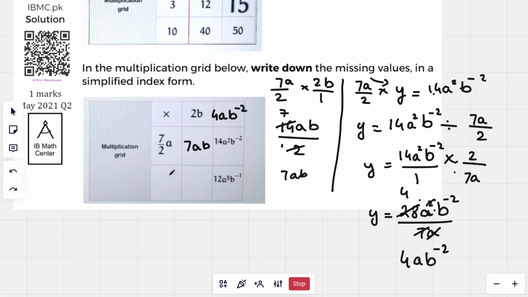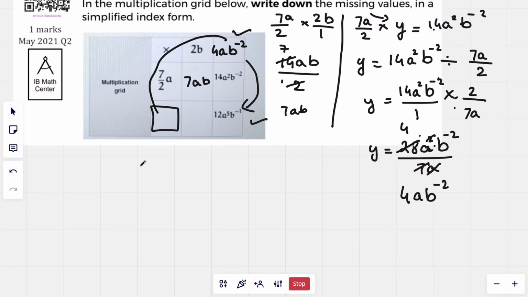What we can do is, we know whatever the variables are going to be here, those multiplied with 4a b to the power negative 2 will give us 12 a to the power 5 b to the power negative 1. So we can use this data because we have two of the three terms. So one of the three terms is missing. We can use the two of the terms which are provided to find the missing one. So let's begin.